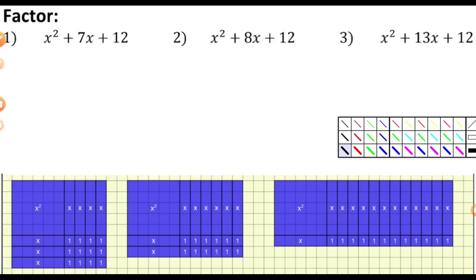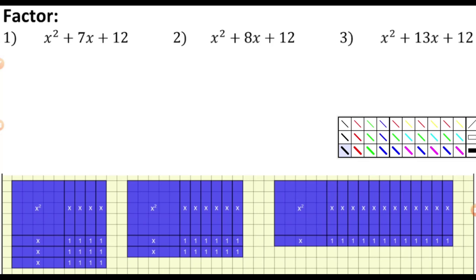So let's see if we can develop an algorithm, or just a way to do this by hand. Again, the algebra tiles are nice. They're pretty fun when we're first starting out, but eventually you're going to want to be able to do this by hand without the tiles. They're just there to help us out for the beginning. So let's try number 1.